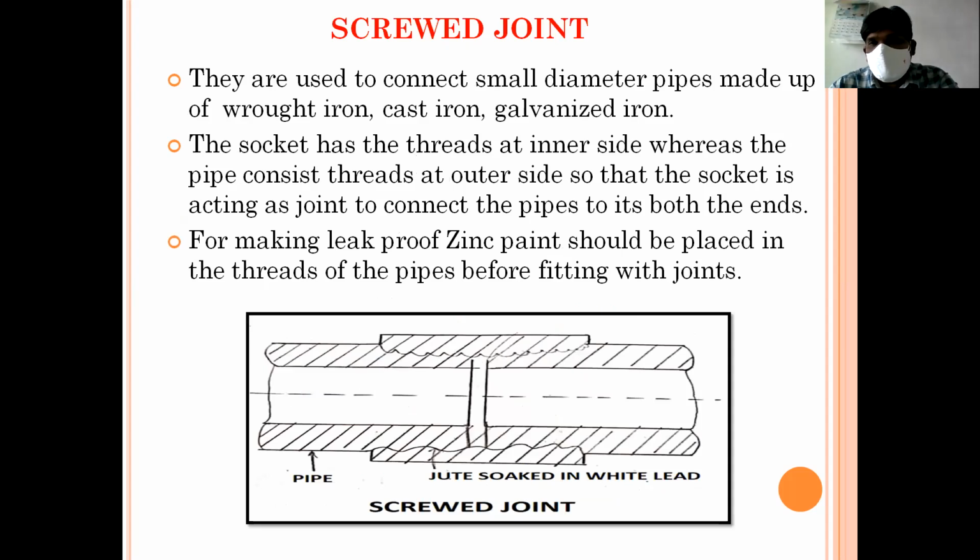Screwed joints we have seen: the two pipe ends are kept near to each other and the joint is placed on the pipe. Here the socket has the threads on the inner side and the pipe has the threads on the outside. Likewise, the joint will be finished.